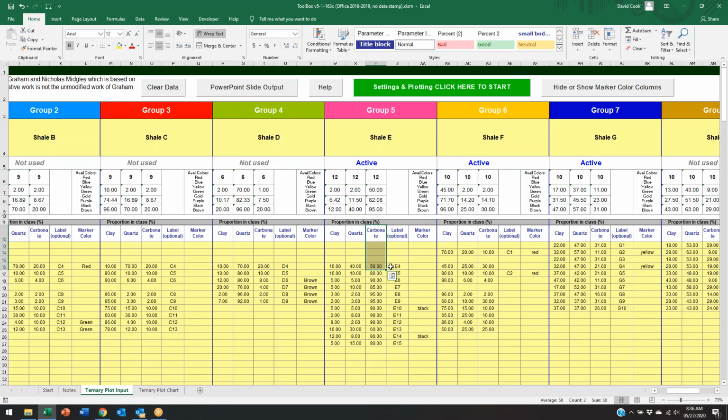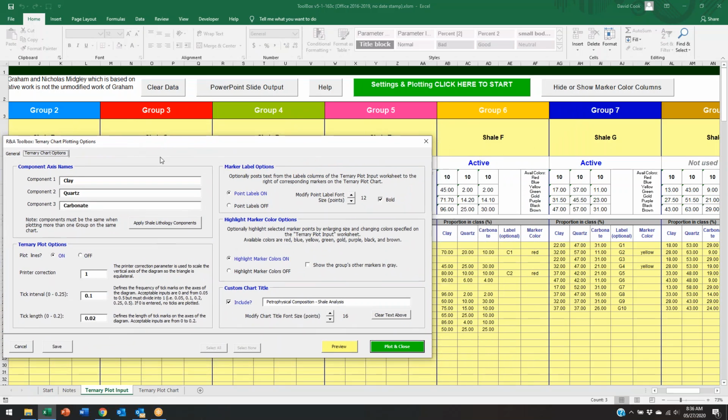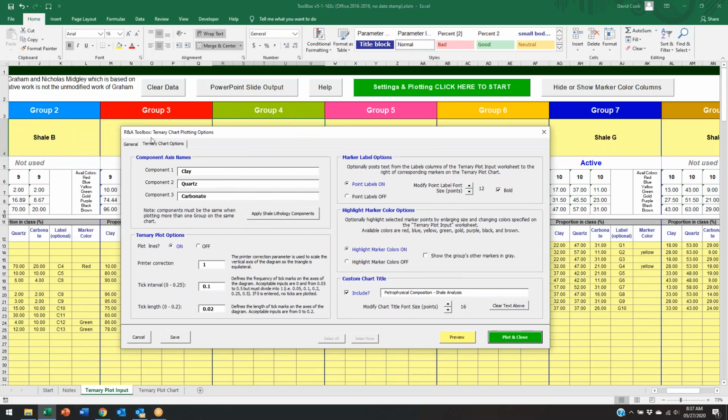Similar to the data input on the enhanced plotting, you can put in labels associated with each of the individual markers, and you can highlight via different marker colors for those groups. Let's go back to the click here to start and go to the options, where you can identify whether or not you want the point labels to be on or off on the right hand side of the dialog, and whether or not you want to highlight the cells where you have put in marker colors via the on-off switches in here.